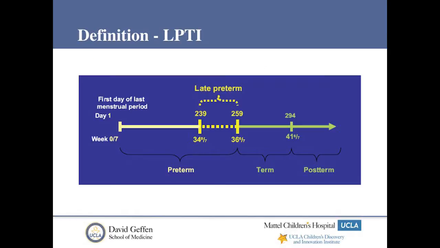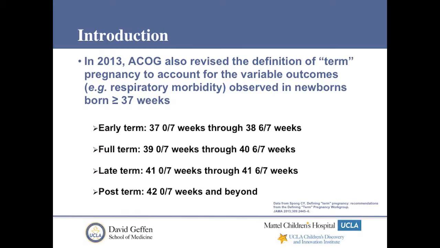So this is a chart that you'll see everywhere as you go through life. Basically, we're going to focus in on this part, 34 and 0/7 to 36 and 6/7. However, I wanted to bring up another important point. In 2013, ACOG decided to slightly change how they term pregnancy. A lot of that is related to the differential they were seeing in outcomes, and of course the most obvious would be respiratory complications, depending on the gestational age at which the patients were born.